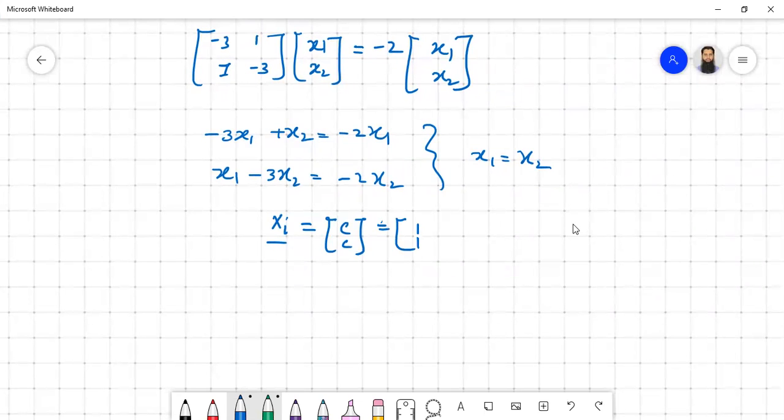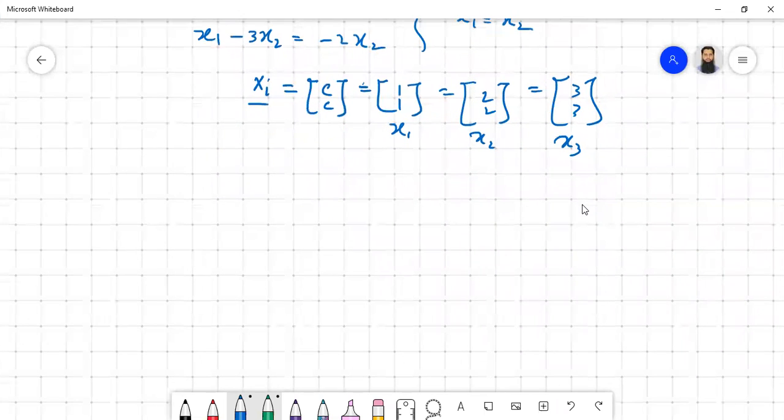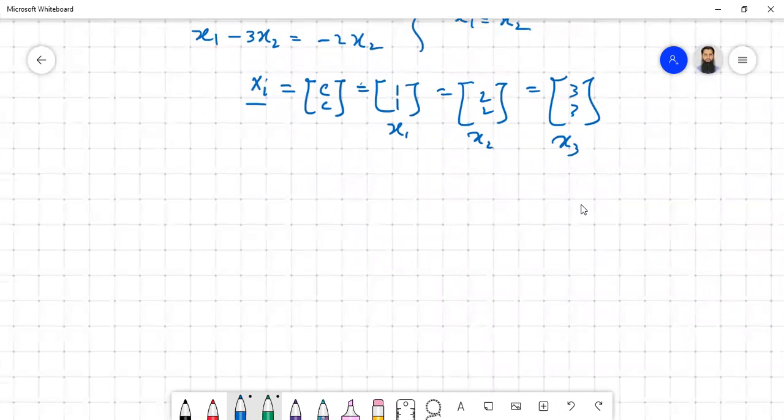So one simple choice is where both magnitudes are 1, so 1, 1 is also an eigenvector. Similarly, it can be 2, 2, or any equal magnitude, it can be 3, 3. So this is one of the eigenvalues, with x1, x2, x3. Any eigenvector that you want is possible, any number of eigenvectors.